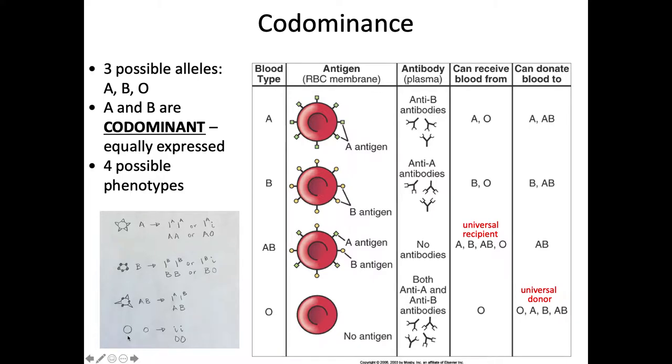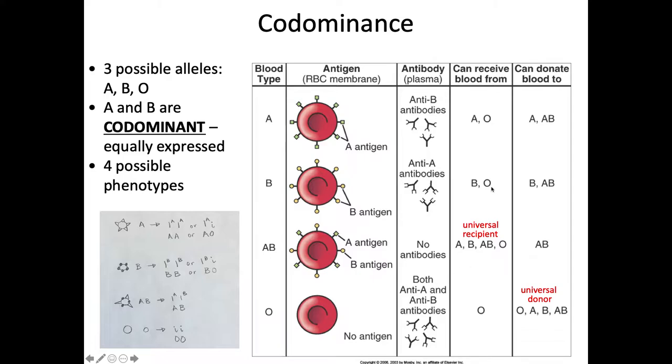And then the fourth phenotype, the fourth blood type, is O blood. These O blood people actually don't have any carbohydrates on their red blood cells. So that means that they are homozygous recessive. They do not have enzymes to put carbohydrates on their red blood cells. So they are OO, type O blood, two homozygous recessive alleles.